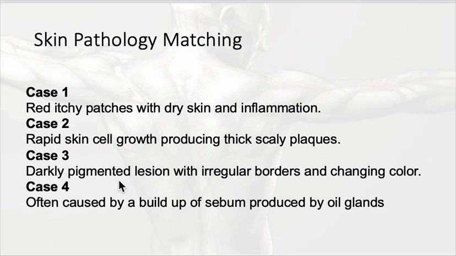Number 3, darkly pigmented lesion on the skin with irregular borders and changing color. If you thought melanoma, that would be correct. So melanomas are very darkly pigmented, very irregular, and they will evolve or change over time. And finally, caused by the buildup of sebum produced by oil glands, this would be acne. So that wraps up our discussion on the skin.